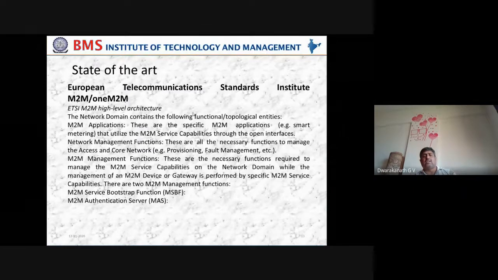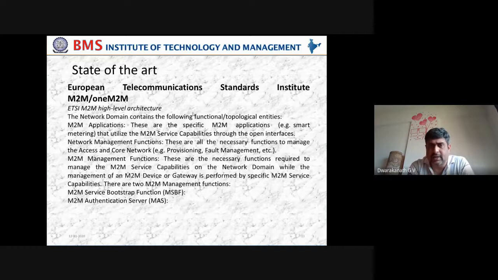Coming to the next thing, that is M2M applications. These are the specific M2M applications that utilize the M2M service capabilities, meaning the final application. I should go and sit in cloud computing. That's my application. To go and sit in cloud computing, service capabilities should be taken here through the group interfaces. Now, network management functions. These are all the necessary functions to manage the access and core network. So that is called network management functions.